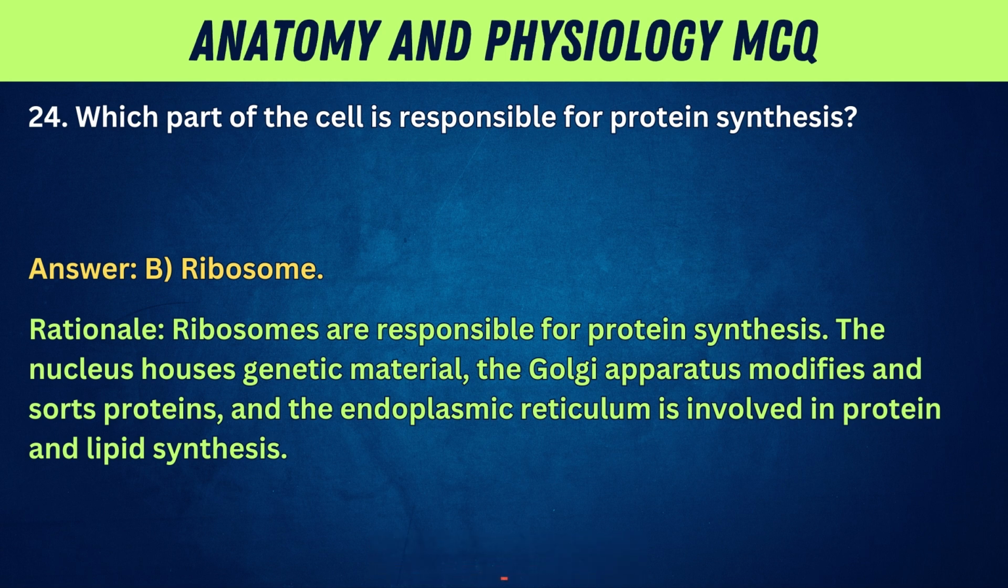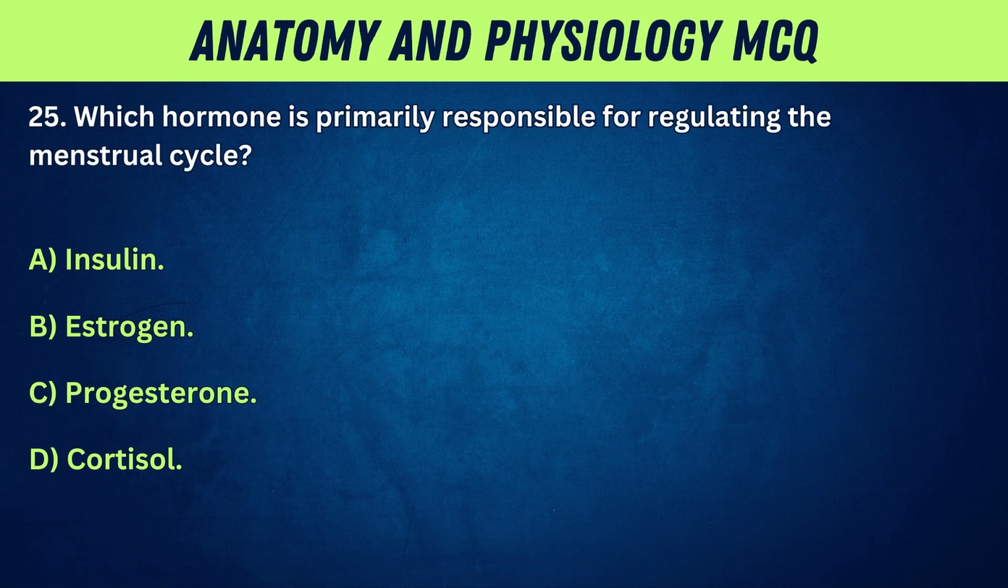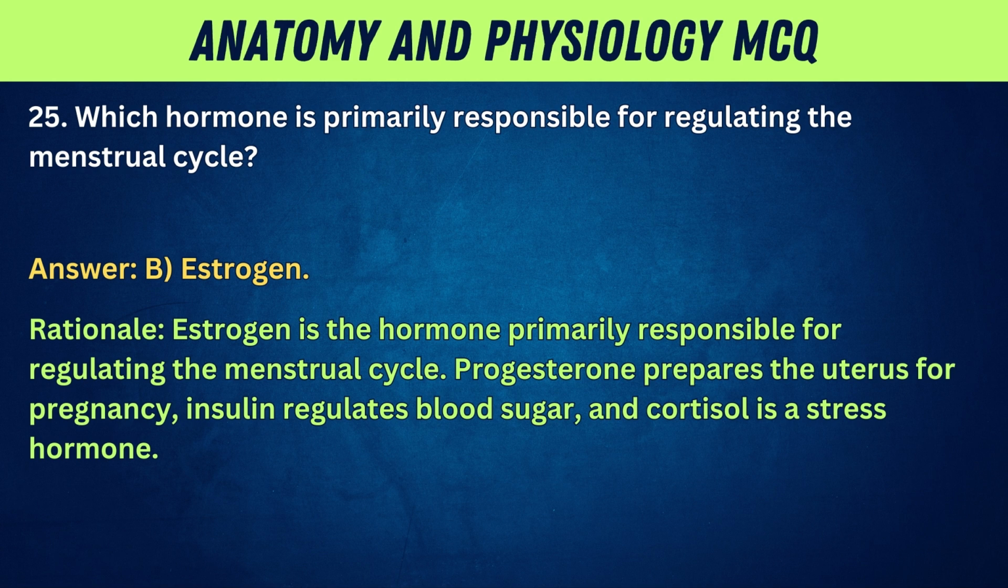25. Which hormone is primarily responsible for regulating the menstrual cycle? A. Insulin. B. Estrogen. C. Progesterone. D. Cortisol. Answer: B. Estrogen. Rationale: estrogen is the hormone primarily responsible for regulating the menstrual cycle. Progesterone prepares the uterus for pregnancy, insulin regulates blood sugar, and cortisol is a stress hormone.